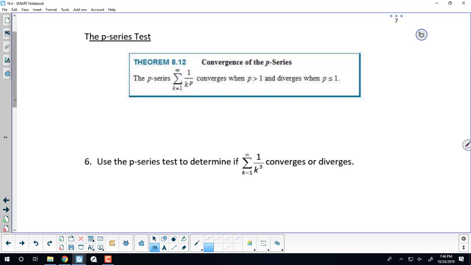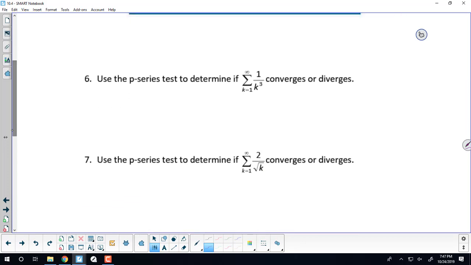So use the p-series test to determine whether the sum of 1 over k cubed converges or diverges. Those of this form, 1 over k to a power, should be fairly quick. Since the power is 3, which is larger than 1, the series converges.